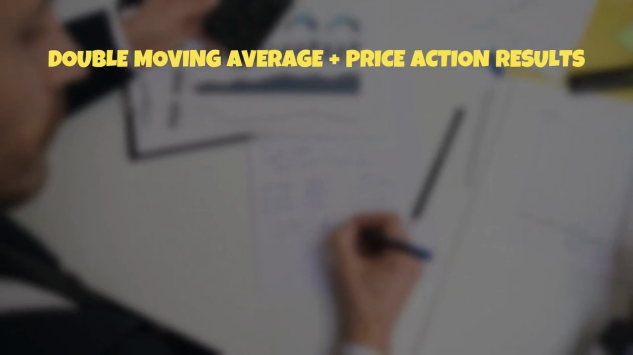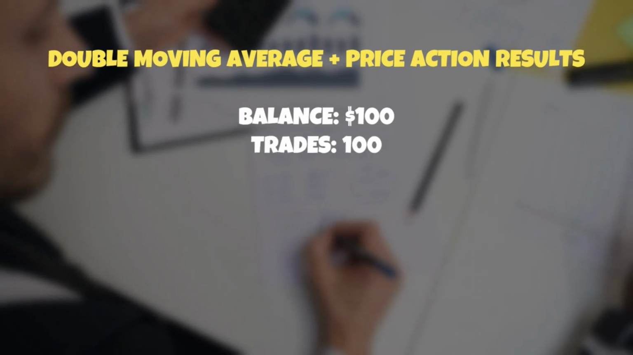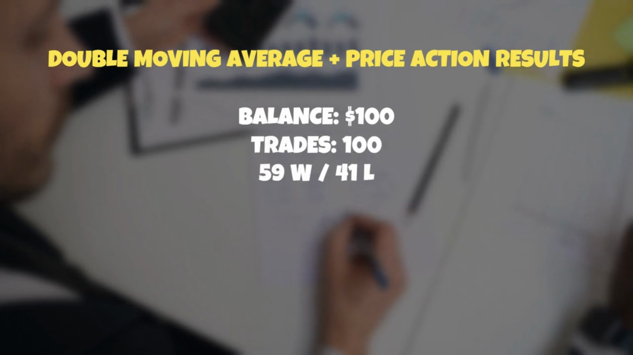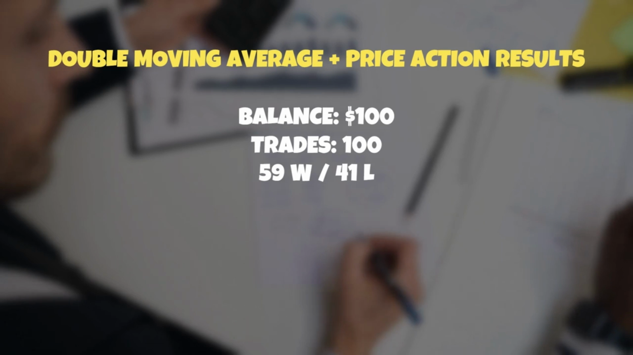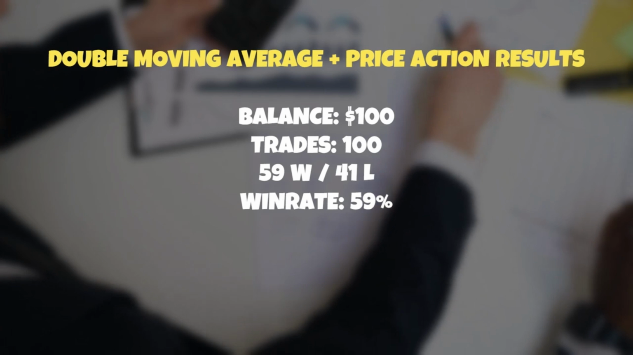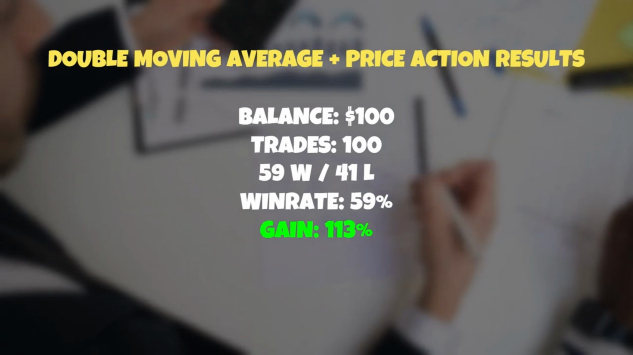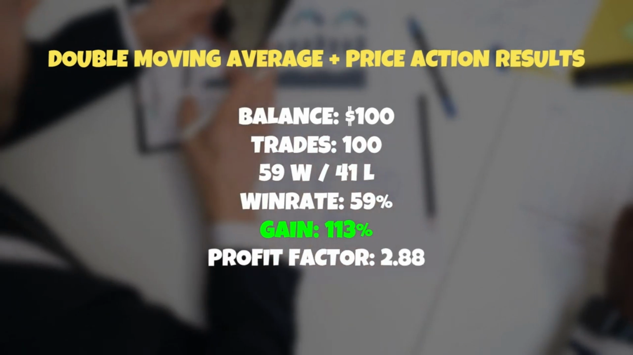And here we can see the results. We started with $100 in the account over 100 trades, and we had 59 wins and 41 losses, giving us a win rate of 59%. Very nice to see while scalping, and making 113% profit on the account, giving us a profit factor of 2.88.